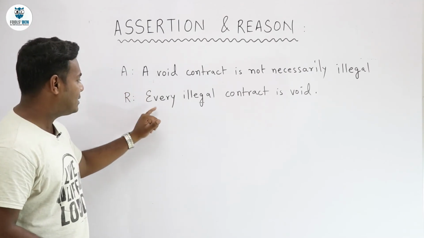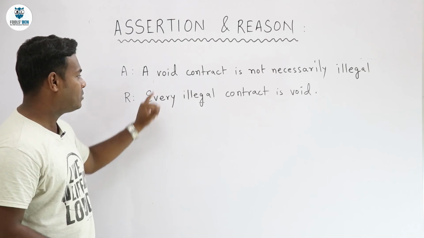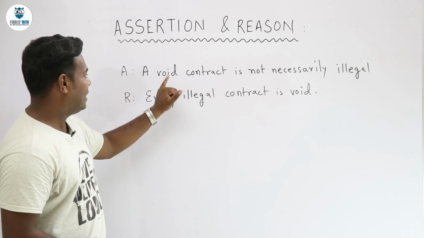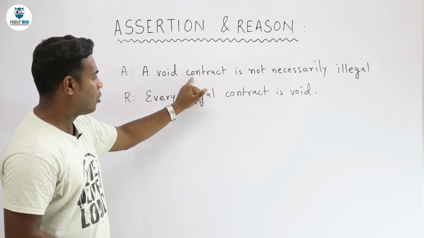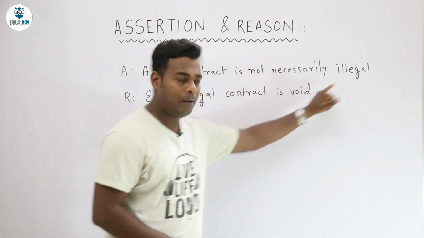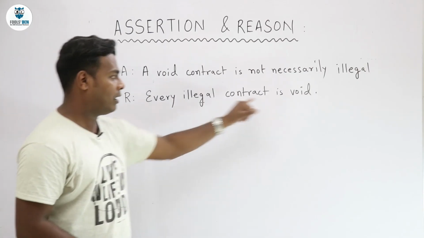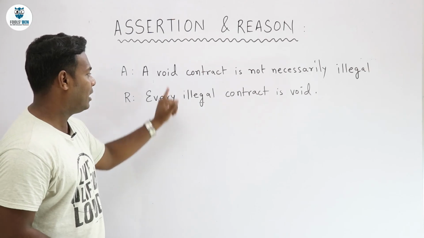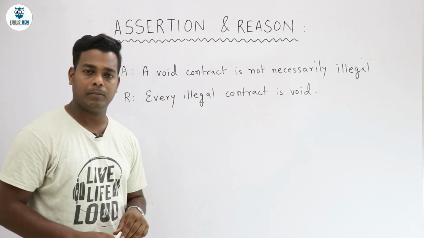But I think this sentence is not the correct explanation of this assertion because they look contradicting. See, here it says that the voidness of a contract doesn't depend on the illegality, and here it says that every illegal contract is void. So both look contradictory. So obviously this is not the correct explanation of the assertion.